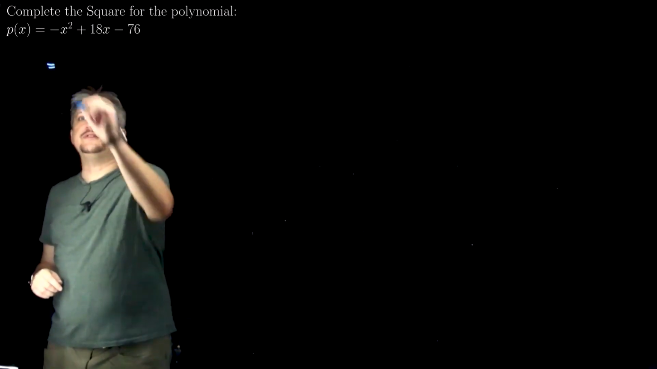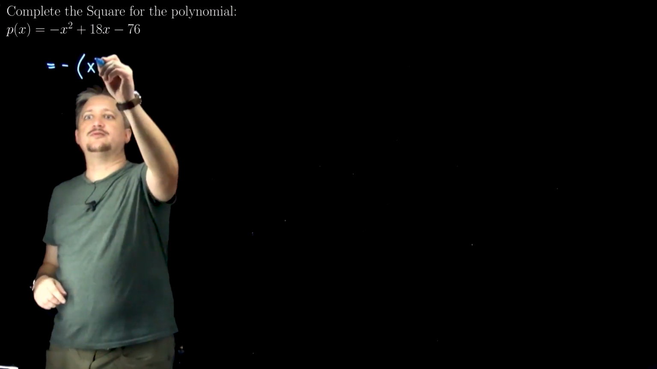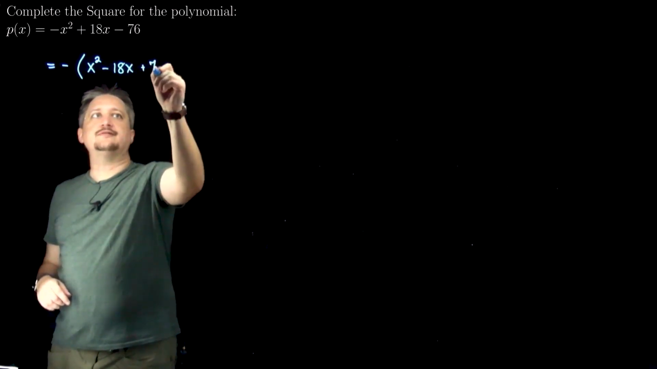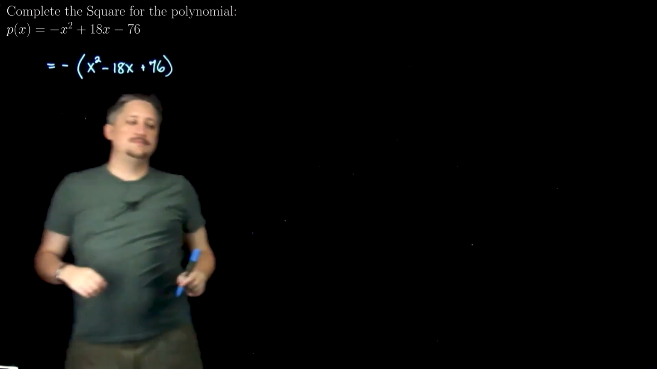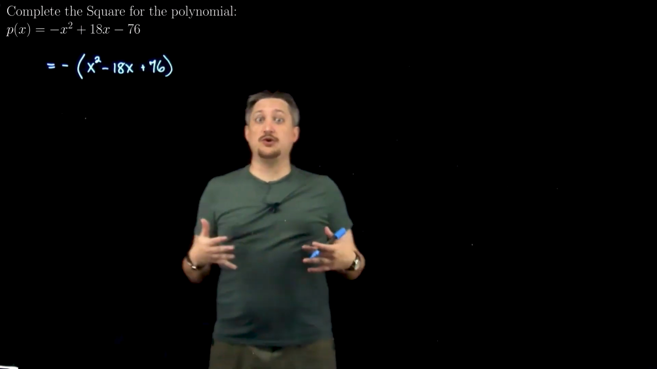So in particular, my p of x is equal to negative of, and then I have x squared minus 18x plus 76. Now I can actually start the completing the square process.